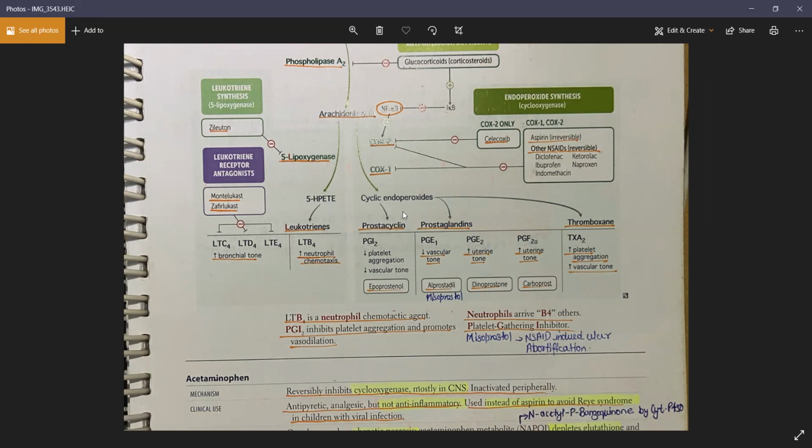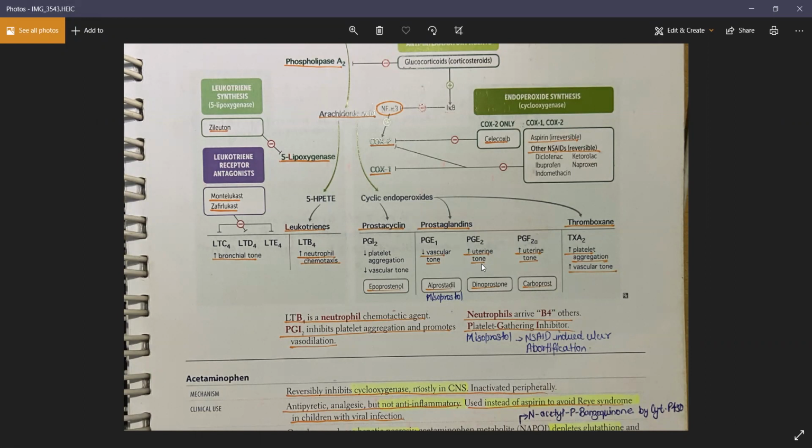Second, you have the prostaglandins. You have prostaglandin E1, E2, and prostaglandin F2 alpha, okay? And their function is to decrease or increase the smooth muscle tone. The prostaglandin E1 will decrease the vascular tone.